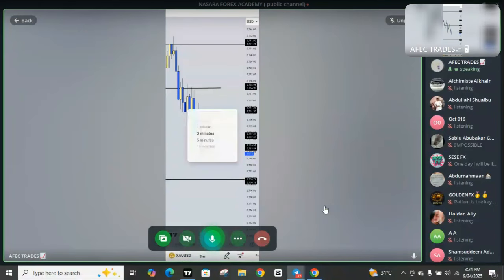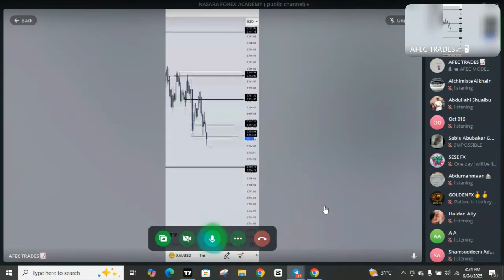Sorry, I'm away from the chart. This 3750, is it the daily fair value gap level? Let me cross check.